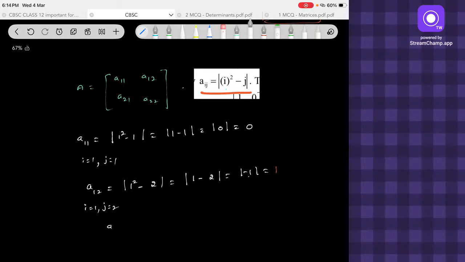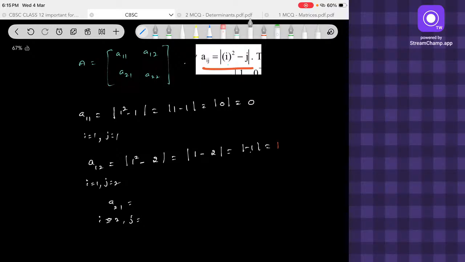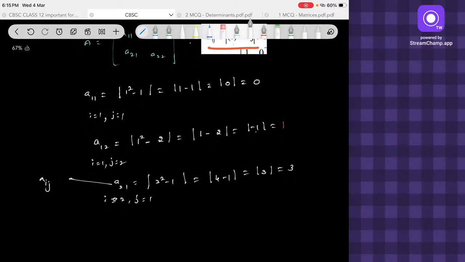Then find a21, where i is 2 and j is 1. Just compare this with aij. Substitute these values in the given condition. We get mod of 2 square minus 1, that is 4 minus 1, equal to mod of 3, which is 3. Next find a22, where i is 2 and j is 2. You get 4 minus 2, equal to mod of 2, which is 2.